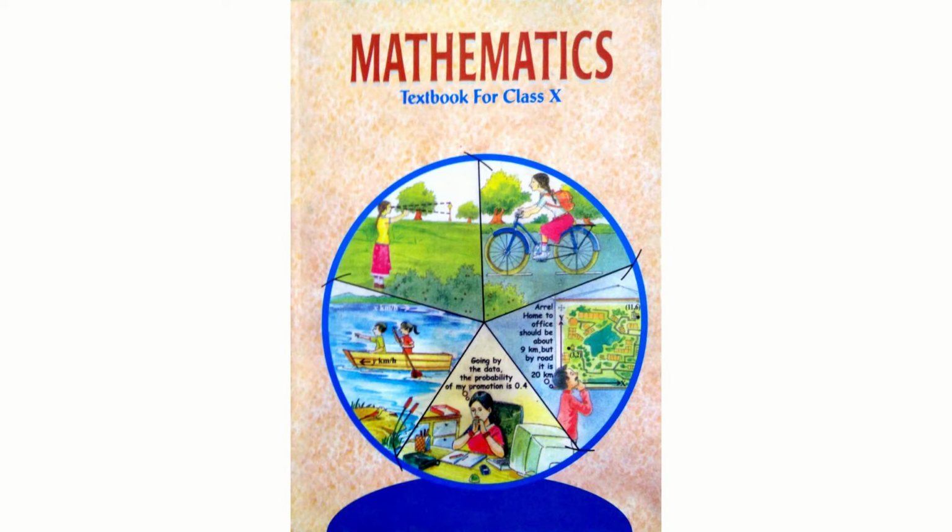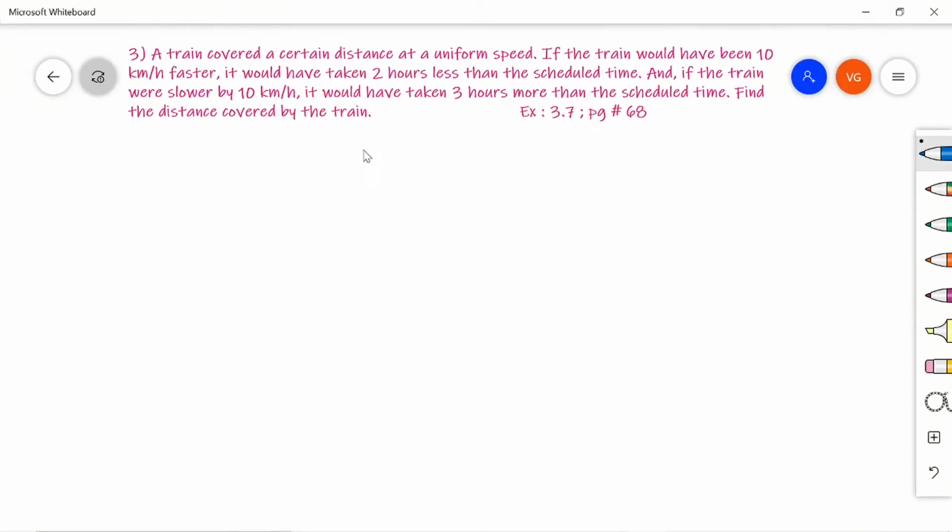I am going to solve the CBSE NCERT textbook for class 10 with a detailed explanation for all the chapters. This is the third problem from exercise 3.7, page number 68. A train covered a certain distance at a uniform speed. If the train would have been 10 km per hour faster, it would have taken 2 hours less than the scheduled time. And if the train were slower by 10 km per hour, it would have taken 3 hours more than the scheduled time. Find the distance covered by the train.